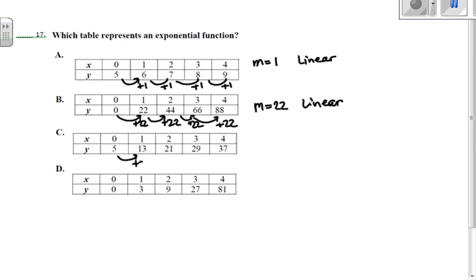13 to 21 went up 7. 21 to 29 went up 7. 29 to 37 went up, let's see, oh, back up, sorry. Somebody can't subtract. Here we go. 5 to 13 is not 7. That's 8. 13 to 21, that's going up 8. Now she's got it. Up 8 and up 8. A constant first difference of 8 means the slope would be 8 and that it's linear.